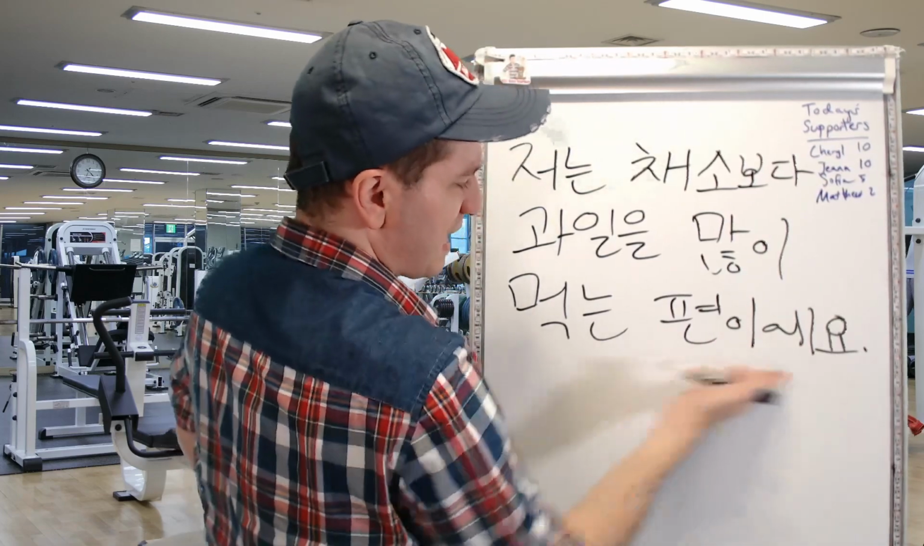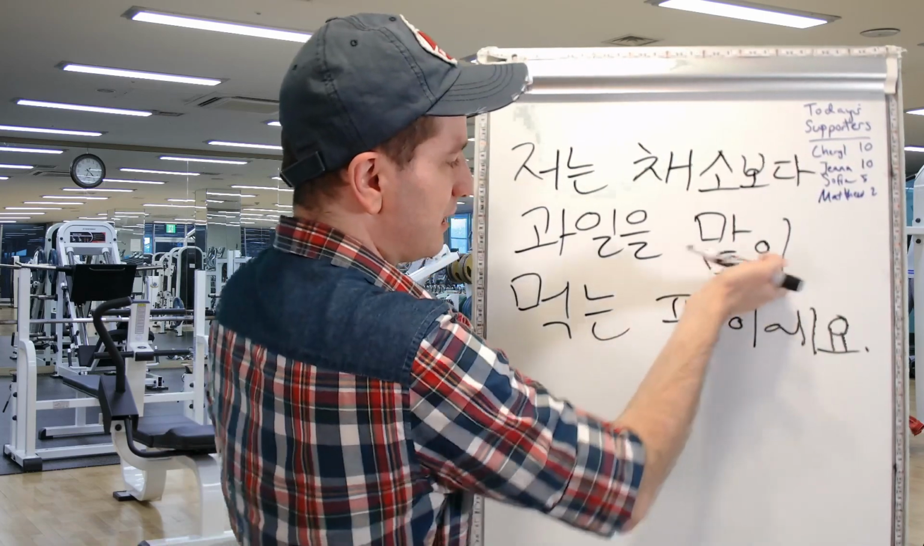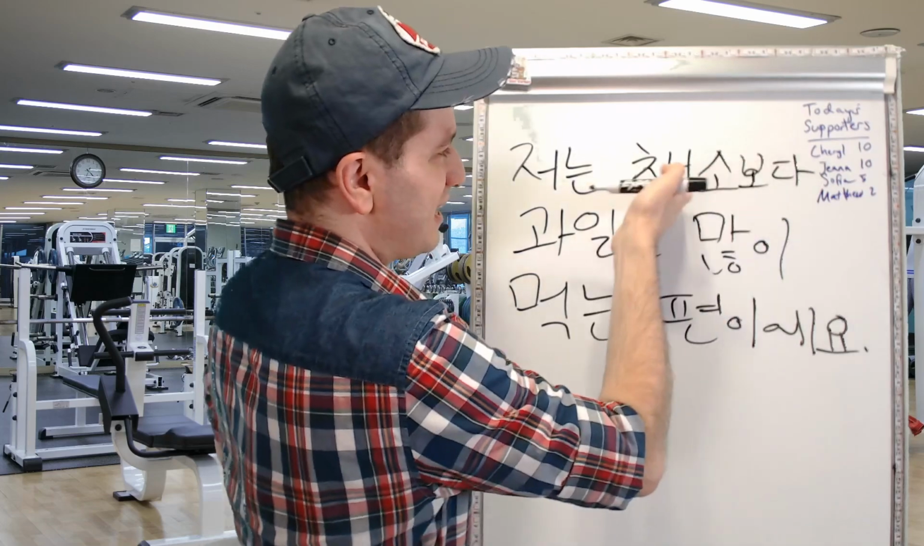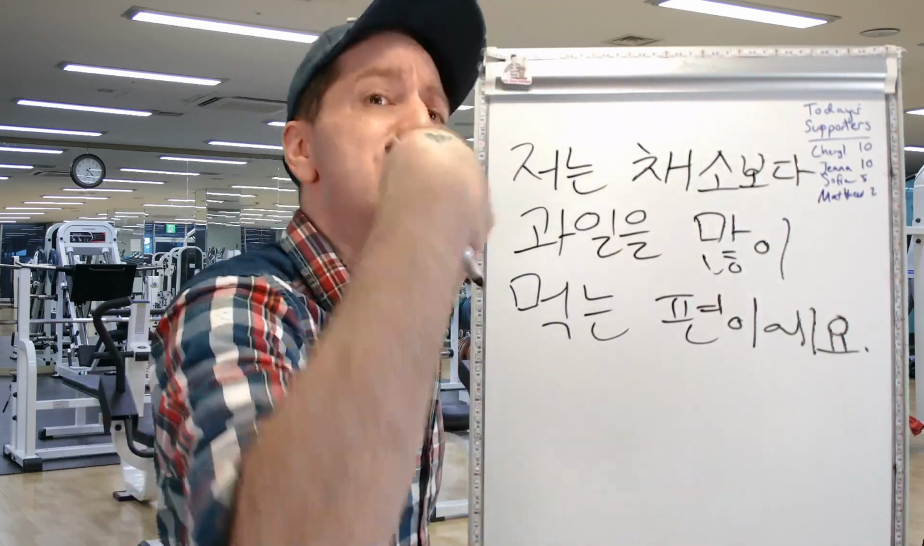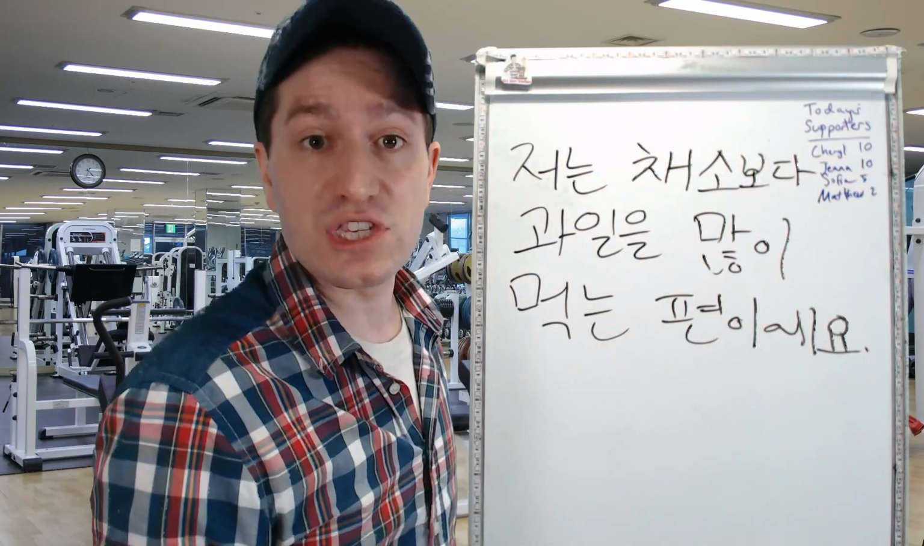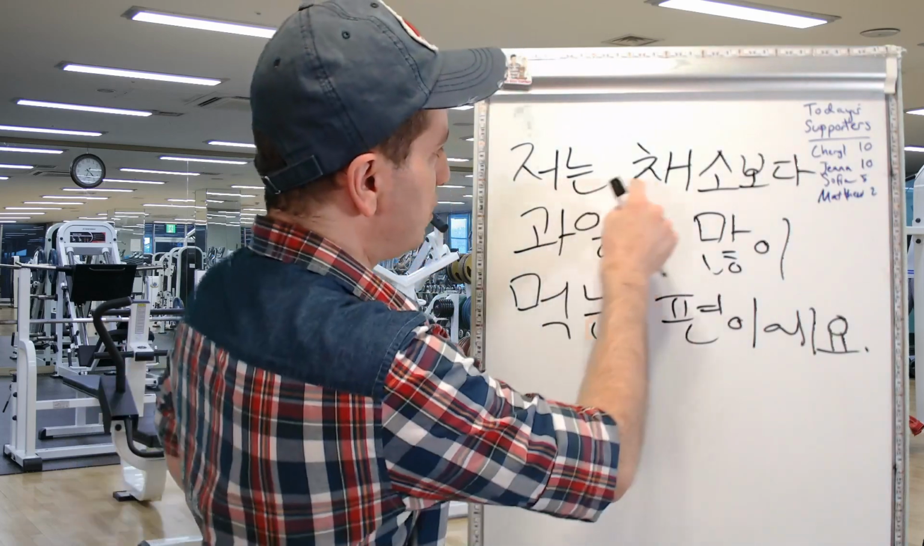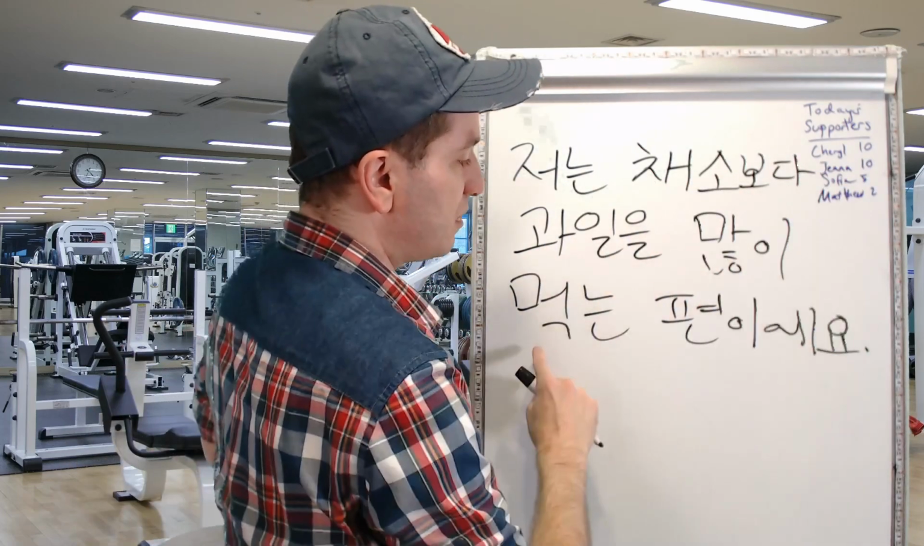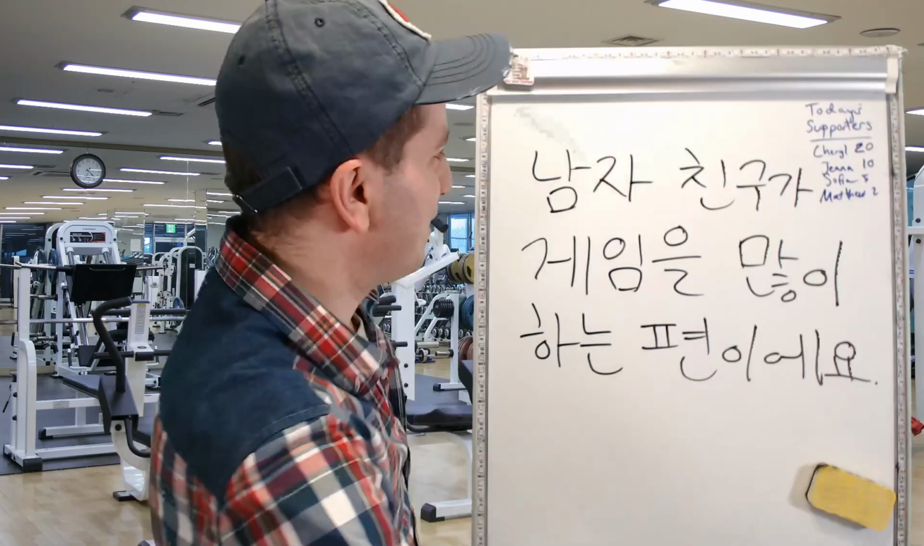So I am on the side of eating a lot of fruits more than vegetables. So I tend to eat more fruits than vegetables. 저는 채소보다 과일을 많이 먹는 편이에요. Yeah, this is what you mean. I get it. Oh, these are kind of hard.